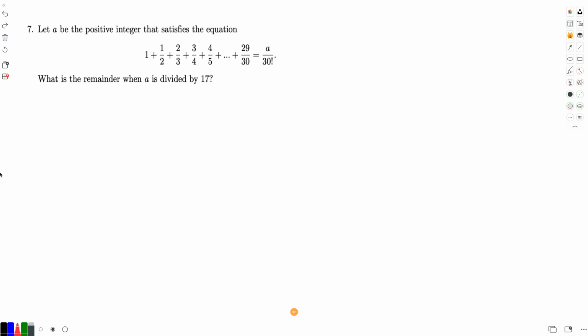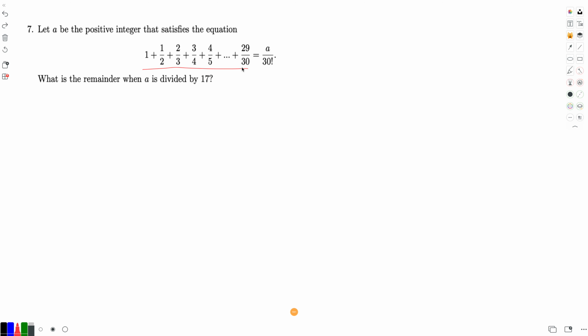This is the Stanford Math Tournament Number Theory section, problem number 7. Here's the view of this problem. Let a be the positive integer that satisfies this equation, and what is the remainder when a is divided by 17?